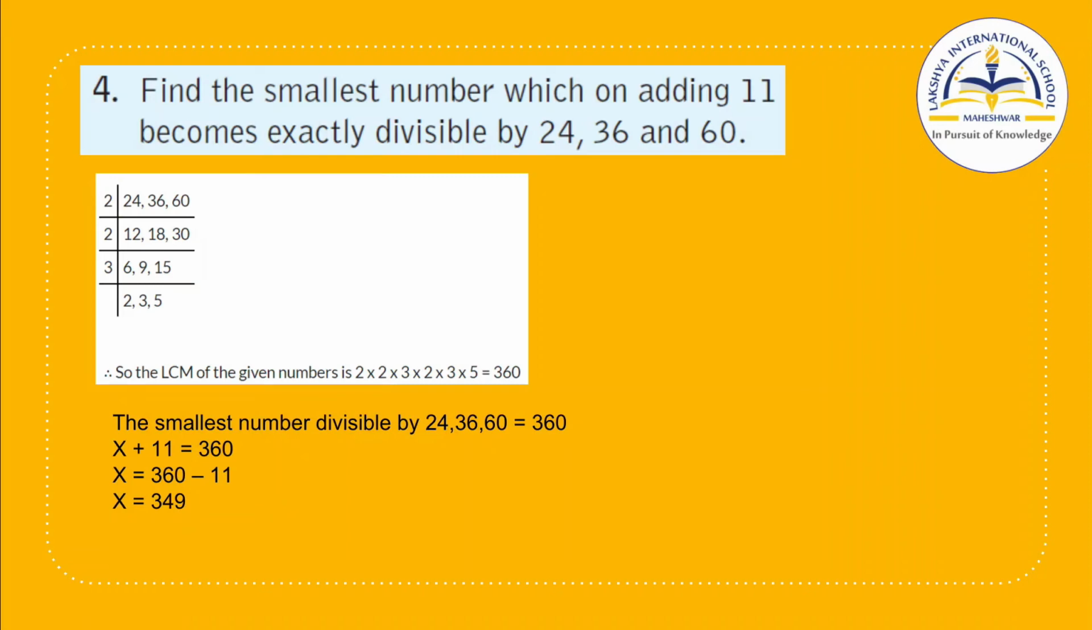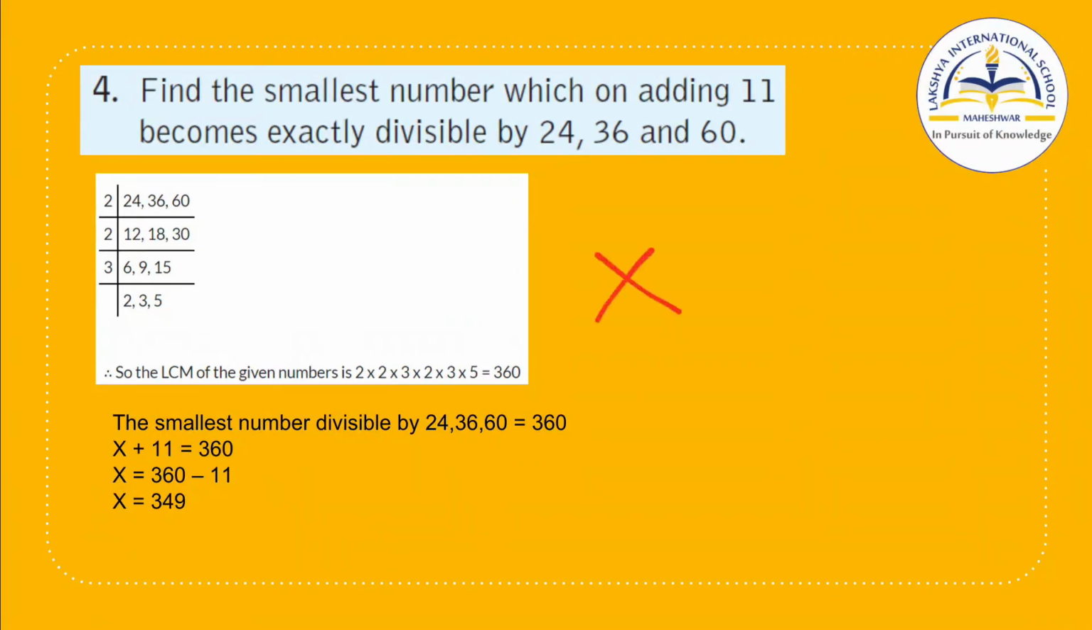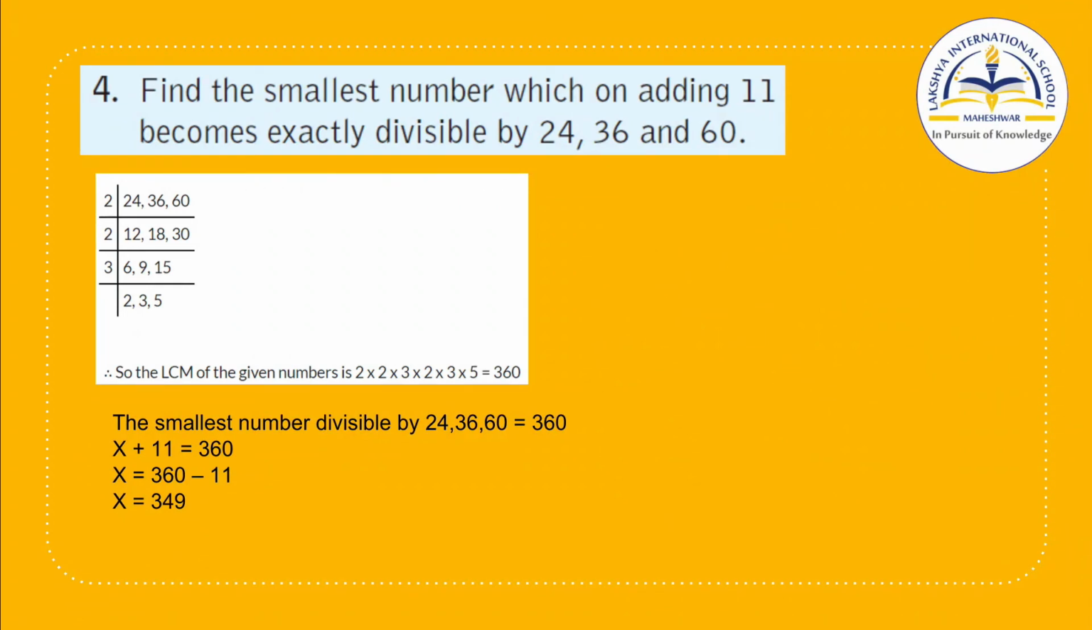Here, first you have to find the LCM of the given numbers. In the question it is given: find the smallest number which on adding 11 becomes exactly 360. So let's consider the smallest number to be x. On adding, it is written, that's why x plus 11 equals 360. It is the LCM answer. So x equals 360 minus 11, so 349 is our answer.